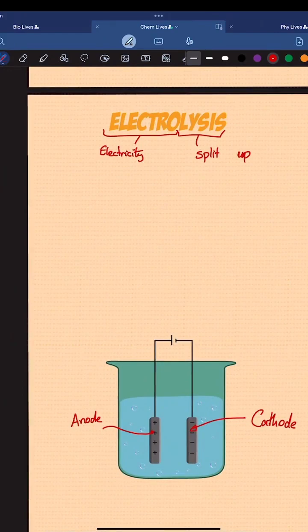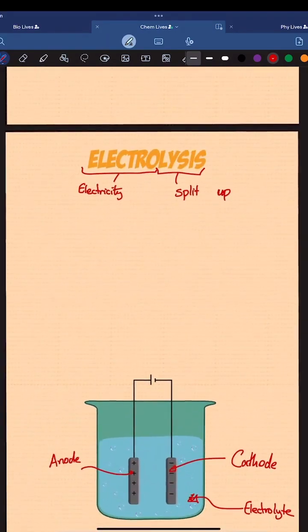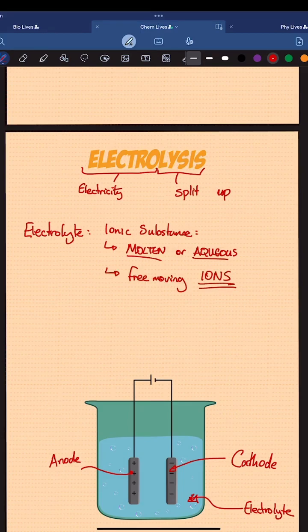This liquid in the electrolysis setup, we call that the electrolyte. And the electrolyte is basically, let's write up here because this is important, the electrolyte is an ionic substance. What we learned in bonding, if you weren't here for my live on bonding, check it out, it's on YouTube. Ionic substances conduct electricity only when they're molten or aqueous. And the reason why is because they have free moving ions. That's important, not electrons. The ions are free to move.